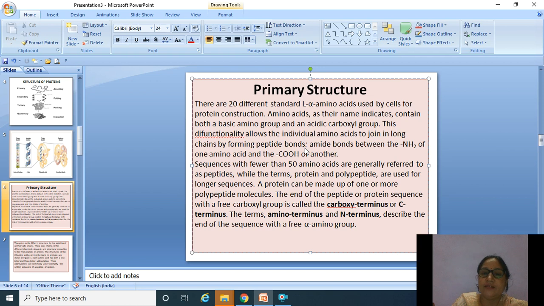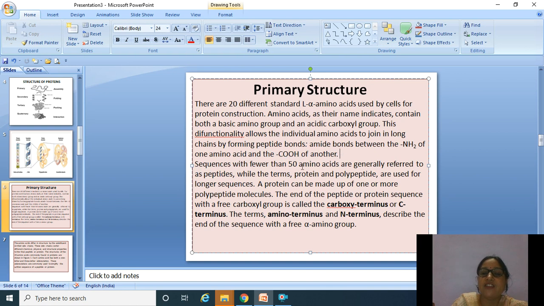They are joined by the peptide bonds, so a long chain is formed. Amide bonds form between the NH2 of one amino acid and the carboxyl of another. What is the result? When the NH2 group of one amino acid and the carboxyl group of another amino acid join together, there is a loss of a water molecule and the formation of a CO-NH bond, which is called a peptide bond.